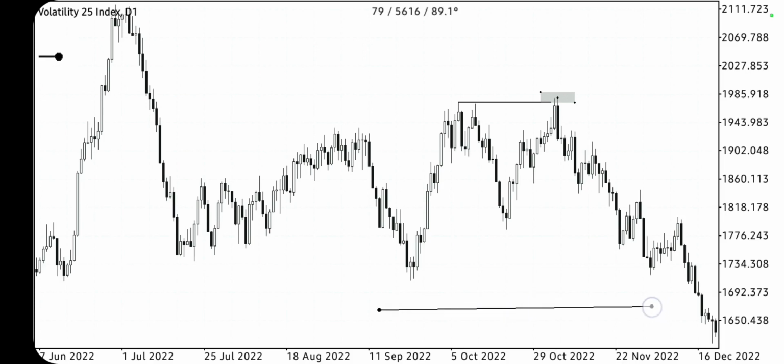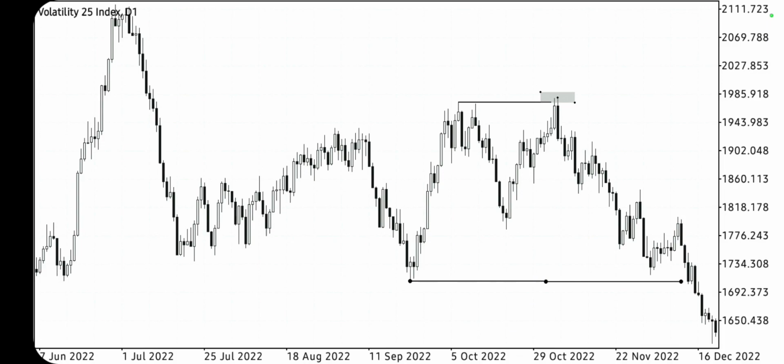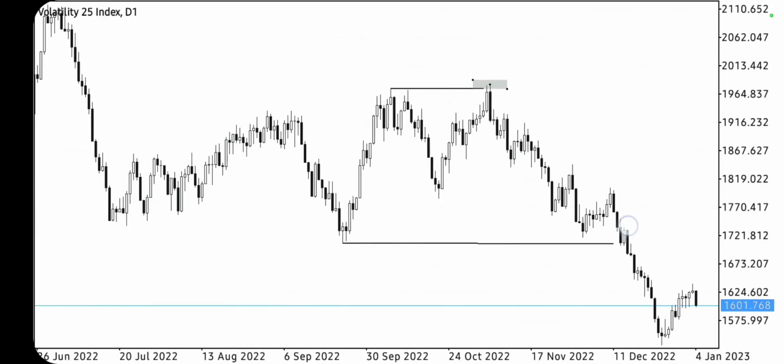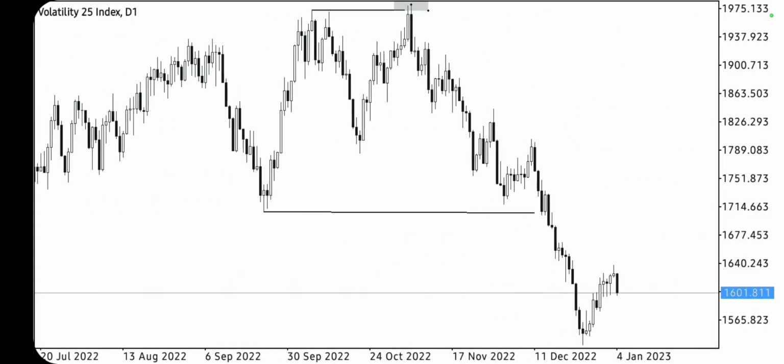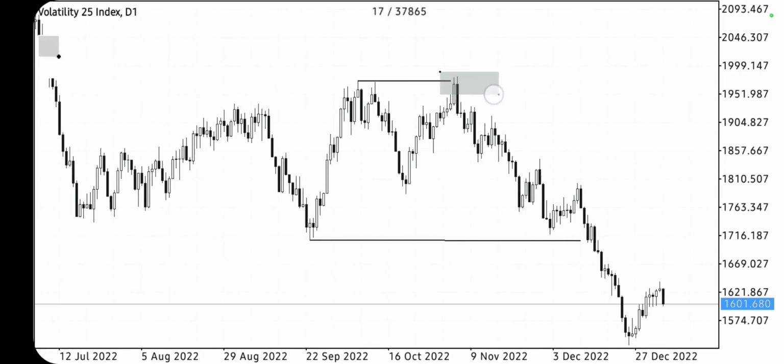Here is a break of structure to the downside. Now we are not expecting the market to just come and take out this high, because it is the high that haunted this high before breaking a structure to the downside. You can see it on different time frames.